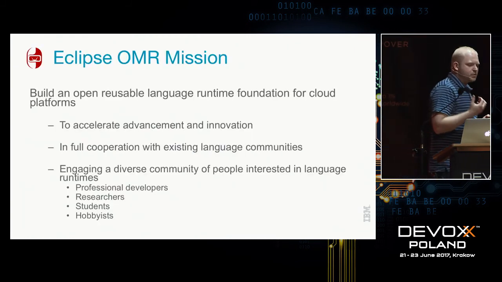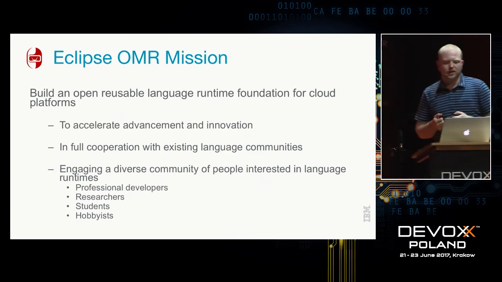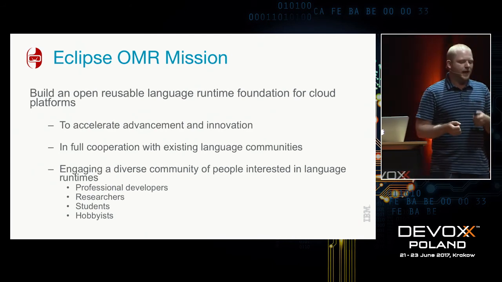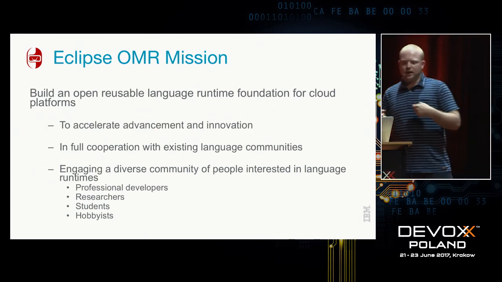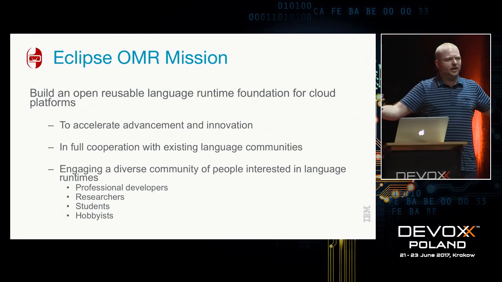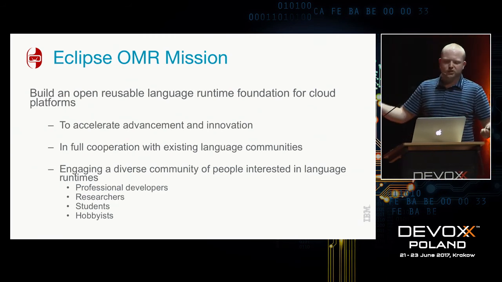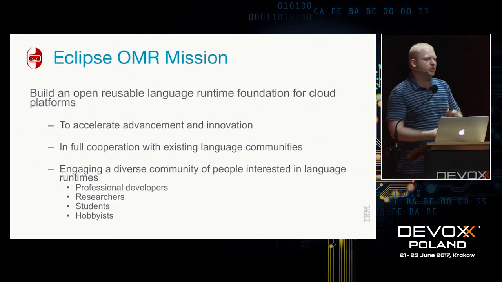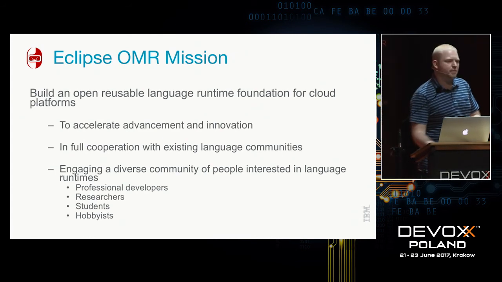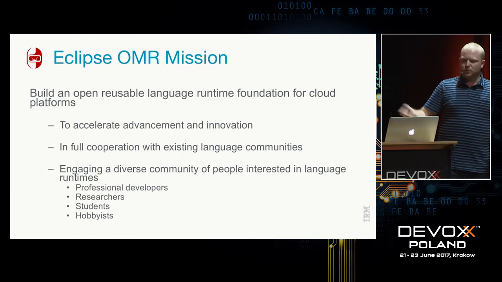I mentioned the Eclipse OMR project, and that was the first step on our journey. The Eclipse OMR mission is to create an open and reusable language runtime foundation. And the idea behind that is that if you share the foundation, then improvements in that foundation are going to have a wider benefit. So if we improve the JIT compilation or the garbage collection or something in J9, that can immediately become better JIT compilation, better garbage collection in Ruby, Python, etc.